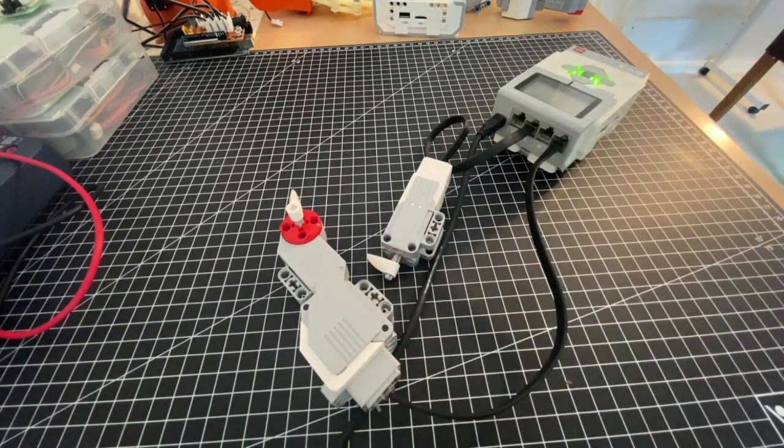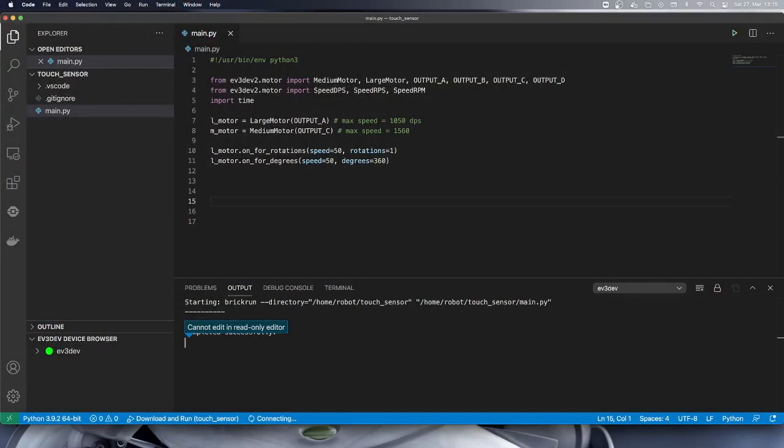So you can see that you can call either on for rotations or on for degrees depending on how you think about your code. If you are more comfortable thinking in terms of rotations, go for it. If you're more comfortable thinking in terms of degrees, go for the on for degrees. And always remember that you can change the direction of rotation by negating either the speed or the degrees.